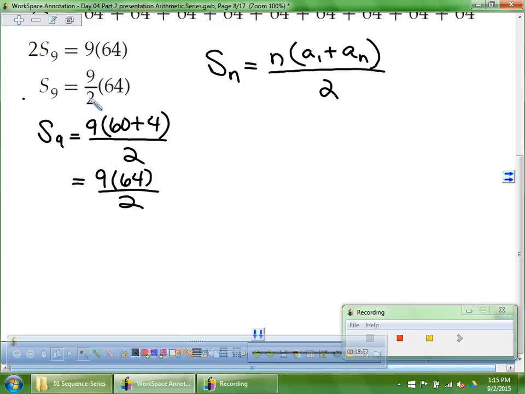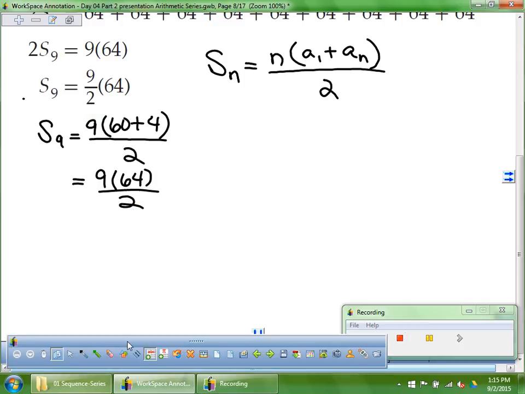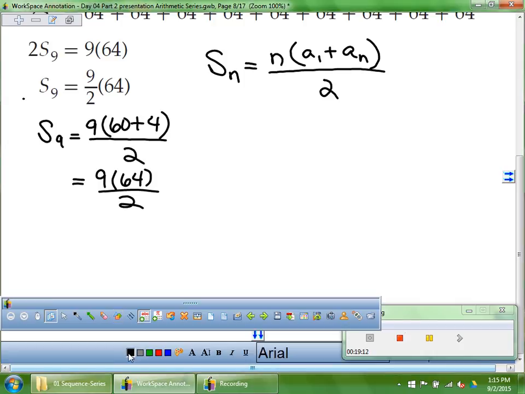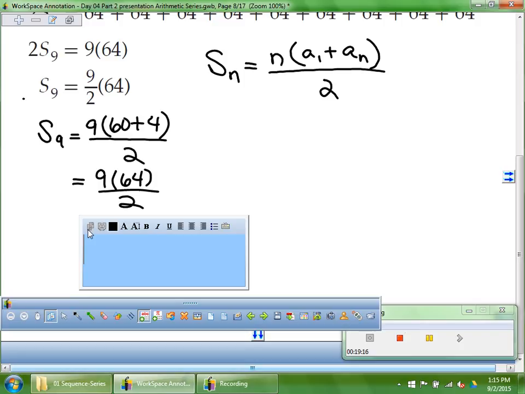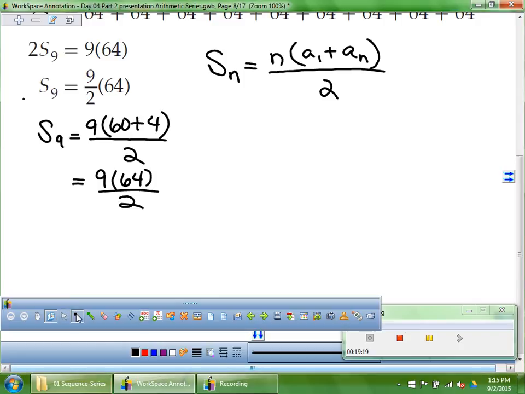Nine is not divisible by 2, right? So that's kind of messy in itself right there. But 64 is, right? So this I could change to, what I normally don't do this though. 64 is actually 32 times 2, or 8 times 8, right?